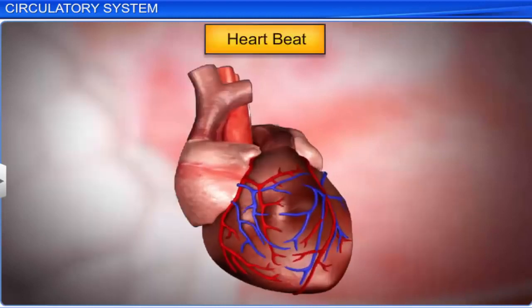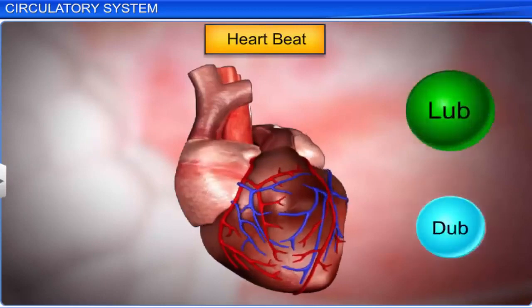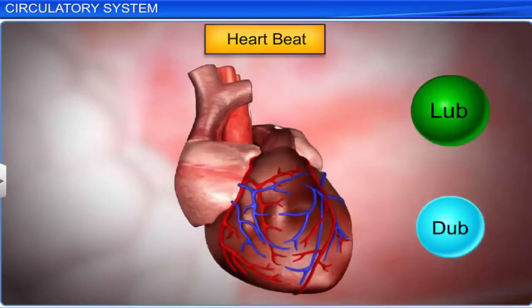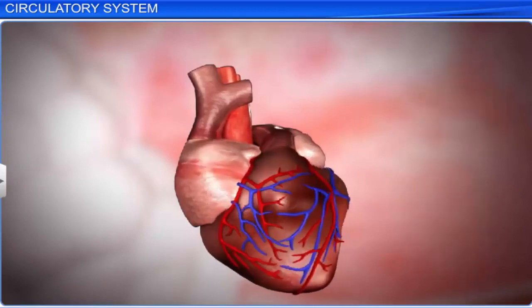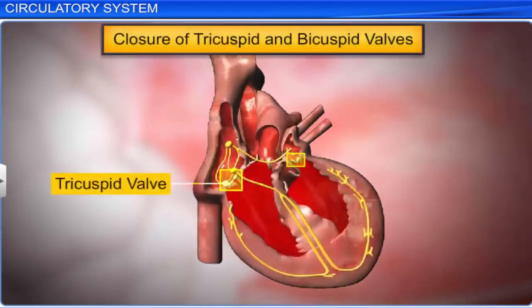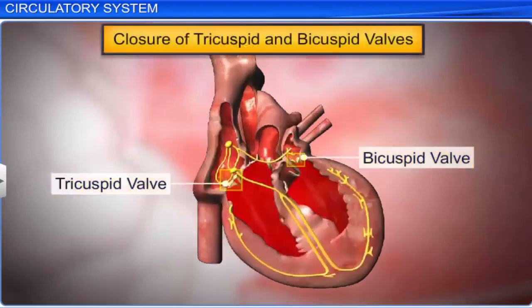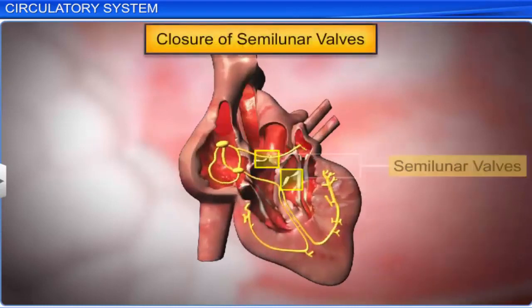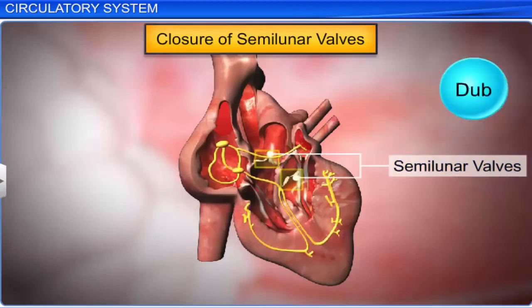When these valves close, they produce a lub-dub sound heard during a heartbeat, while the closure of the tricuspid and bicuspid valves produces the first sound lub. The closure of the semilunar valves produces the second sound dub.